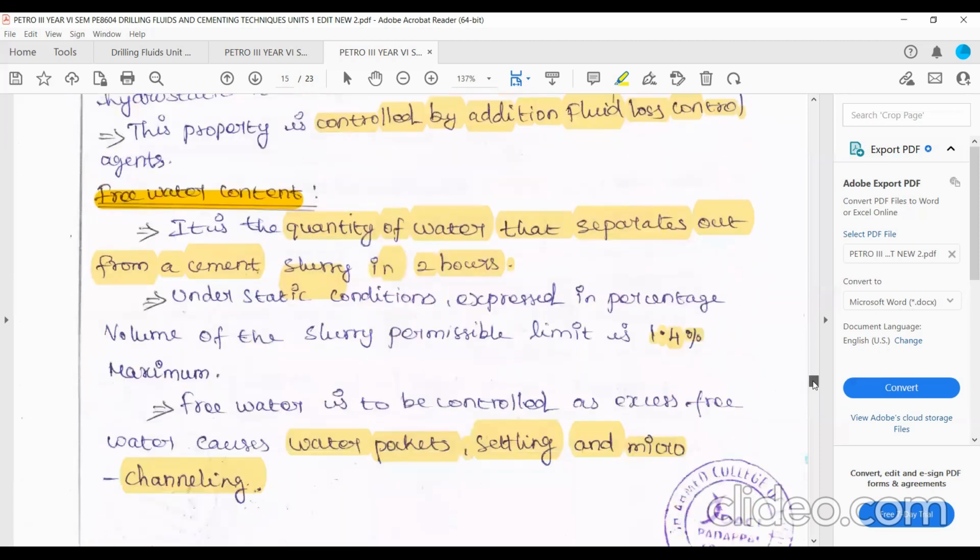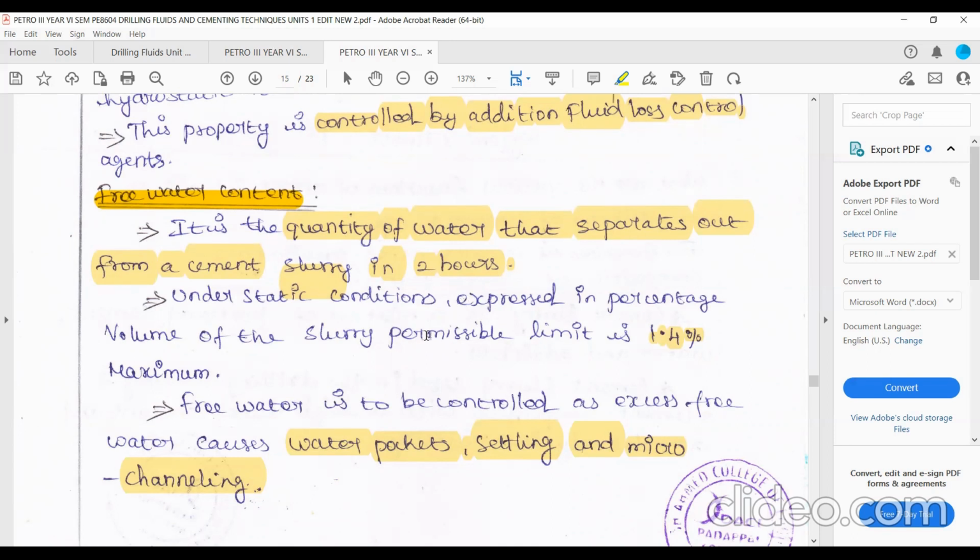Free water content. What is free water content? It doesn't mean that it is free in monetary terms. Free water means the water present in the cement slurry detaching itself from the slurry and staying as water. We don't want that to happen. It is the quantity of water that separates out from the cement slurry in 2 hours. We want that water to be locked tight with the cement particles and stay as slurry, stay as a mixture. We don't want the water to separate out as water, pushing down the cement at the bottom. So the time reference is 2 hours. We don't want that to happen.